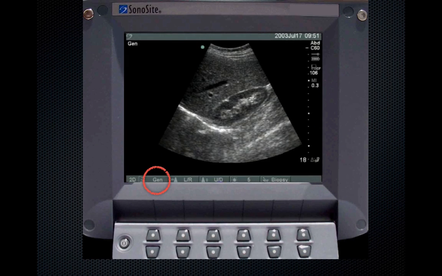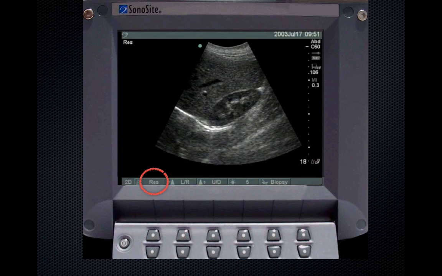Within the red circle you see Gen, which means general. When you have a probe, there's a range of frequencies, for instance 1 to 5 or 3.5 to 5 megahertz. This is a curvilinear probe. You can tell that from the footprint here. This is a C60 probe. It had a 3.5 to 5 megahertz frequency. When you're in the general setting, you're about in the middle of that frequency.